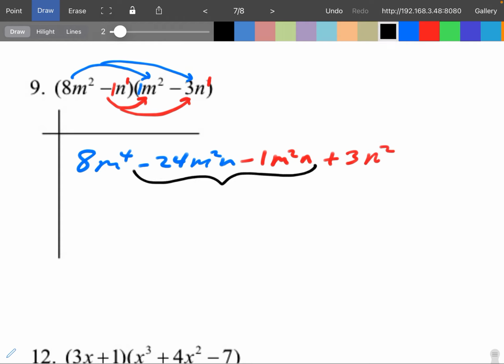And then you can see in the middle here, we have some like terms again. So we got negative 24 of those m squared n's, take away 1 more of them. So what's negative 24, take away 1? Negative 25. Yep. So we got negative 25 m squared n's. And then we got to bring down that plus 3n squared at the end there. And then out in front, we still have the 8m to the 4th.